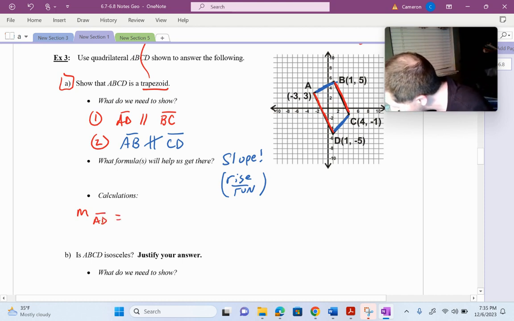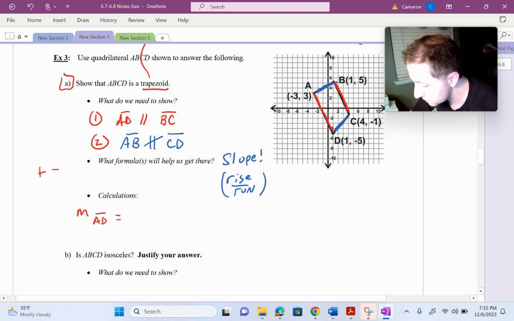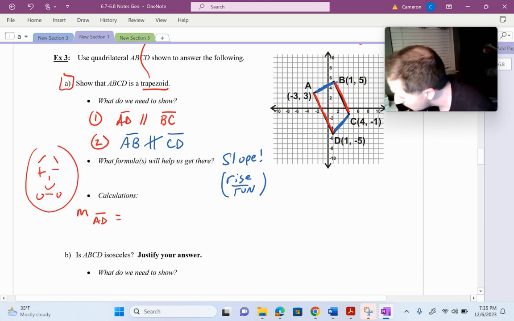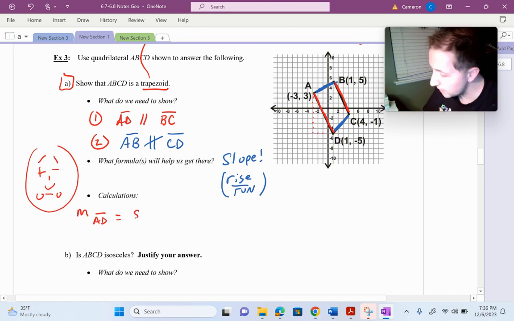Slope of AD is, both of them are negative slopes. Here's Mr. Slope Guy. I can see both of the lines are falling to the right. From A to D, it goes down 1, 2, 3, 4, 5, 6, 7, 8 over 1, 2, 3, 4. Down 8 over 4, negative, gives me a slope of negative 2.